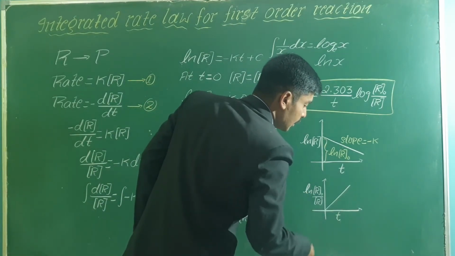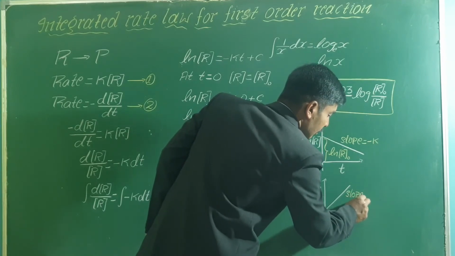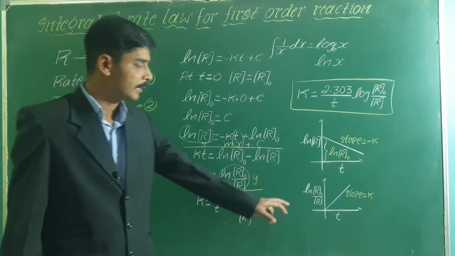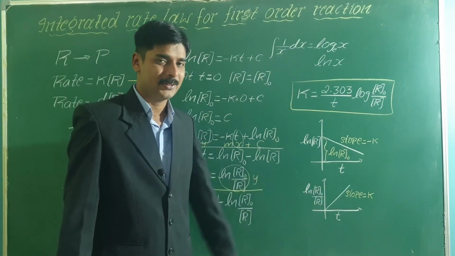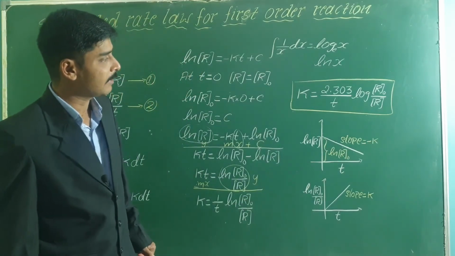So what is the slope? Slope is equal to k. In this case, slope is equal to k, the rate constant. And what is the y intercept here? Y intercept is 0. So this is one graph, this is the other graph. Next, one more graph is there.